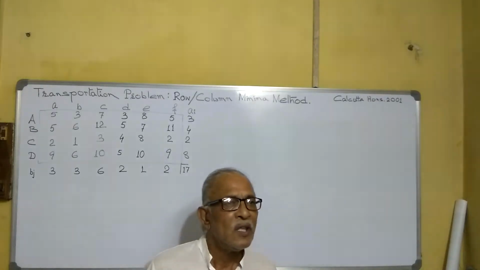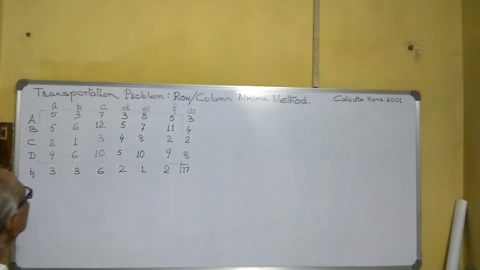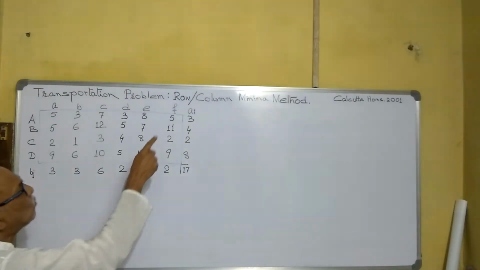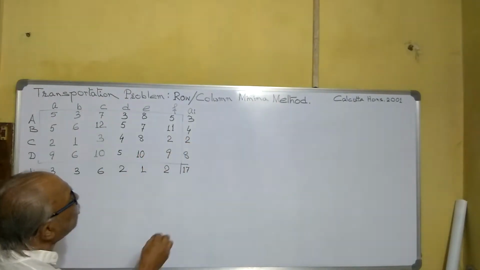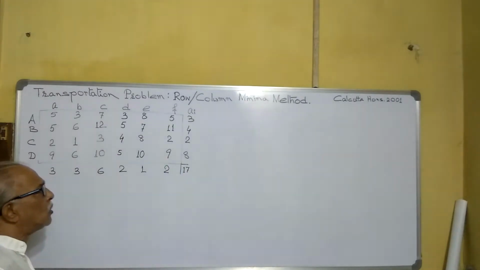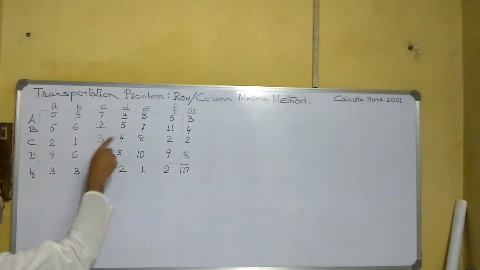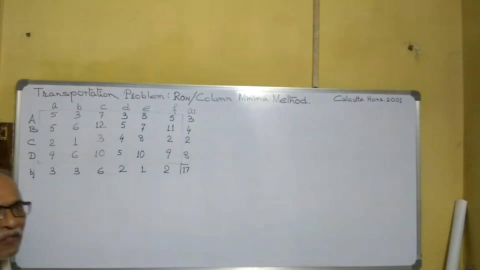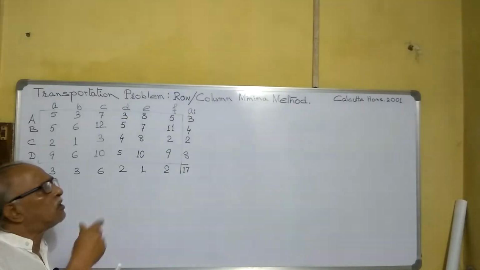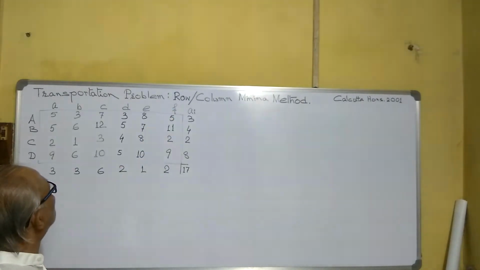Welcome. See this sum. This is a transportation problem. I will show you one by one. This is called row minima method and column minima method. This sum I will do in row minima method. Then I will say you what is to be done in column minima method.